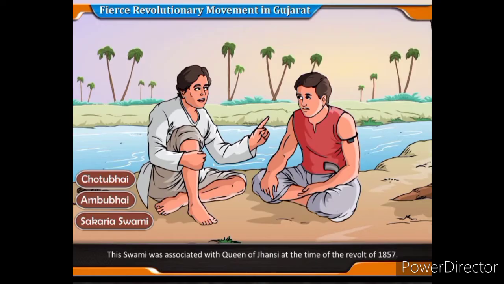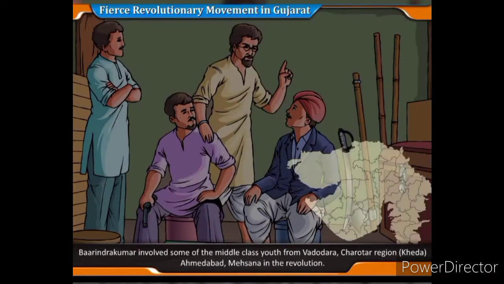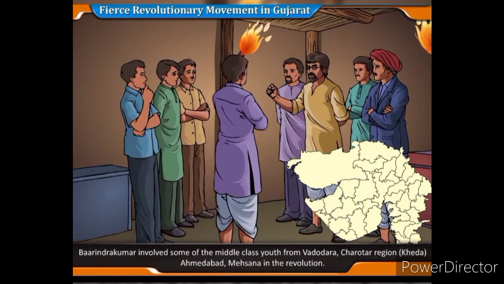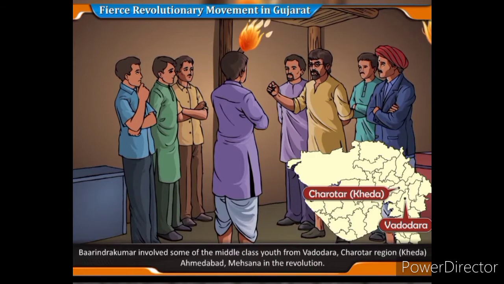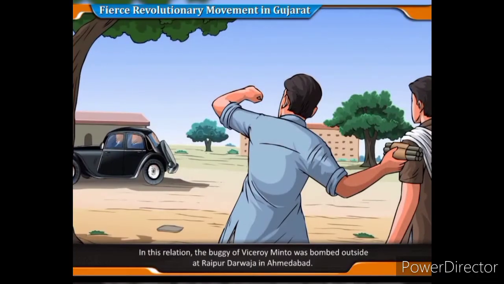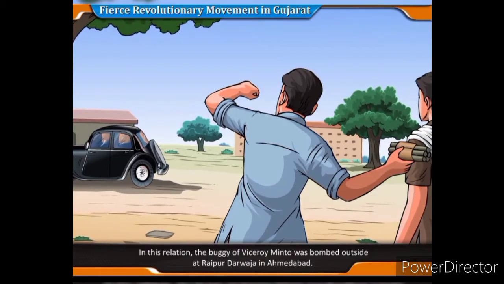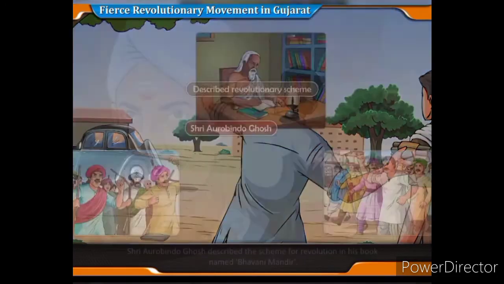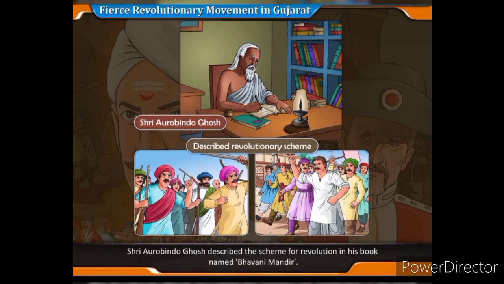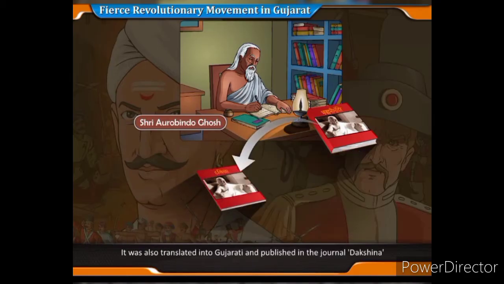This Swami was associated with the Queen of Jhansi at the time of the revolt of 1857. Barindra Kumar involved some of the middle-class youth from Vadodara, Charotar region, Kheda, Ahmedabad, Mehsana in the revolution. In this relation, the buggy of Viceroy Minto was bombed outside Raipur Darwaza in Ahmedabad. Sri Aurobindo Ghosh described the scheme for revolution in his book named Bhavani Mandir. It was also translated into Gujarati and published in the journal Dakshina.